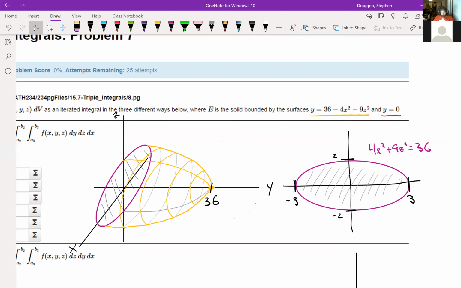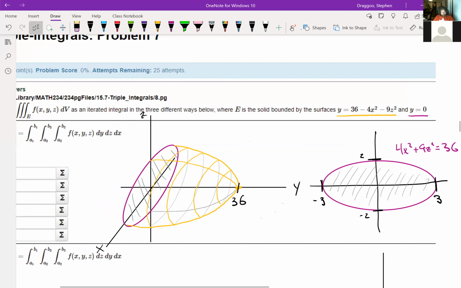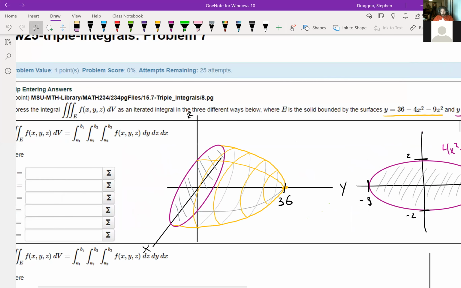Okay, enough of me rambling on. Let's actually take a look at what it is we're trying to do, since we now have at least an idea of what our 3D shape looks like. So step one is asking us to do a specific order for our integration over here. It's wanting us to go y first, then z, then x.